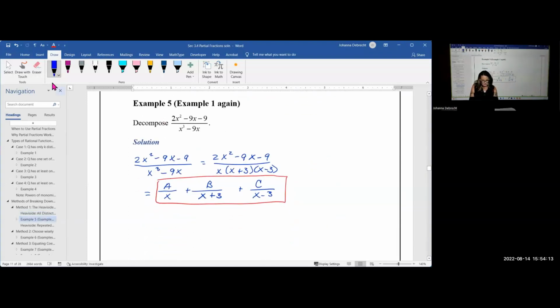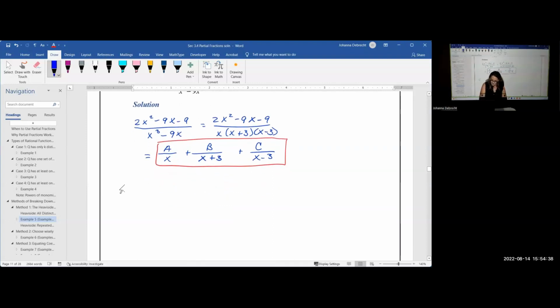Let's take a look now at example 5, which is basically example 1 again. So I've gone ahead and recopied the work that we did in example 1 to decompose this right here. And what we want to do this time is find A, B, and C using the Heaviside method. Okay, so when we're looking at these, I'm going to start with the left-hand side, 2x squared minus 9x minus 9 over the factored denominator x plus 3, x minus 3.